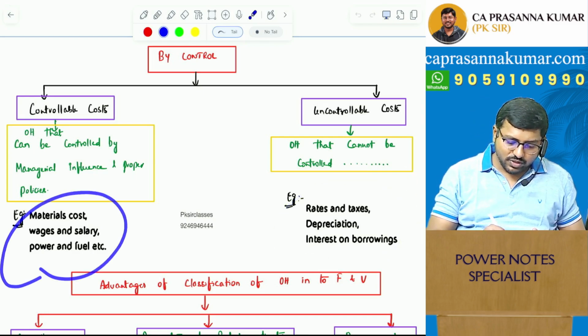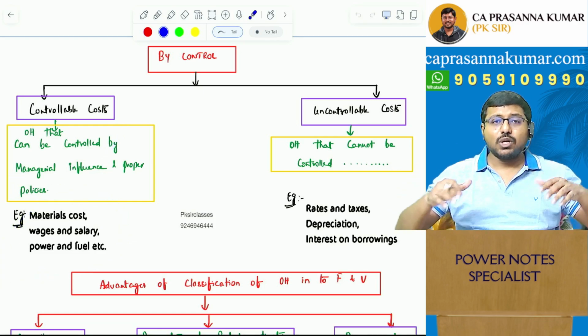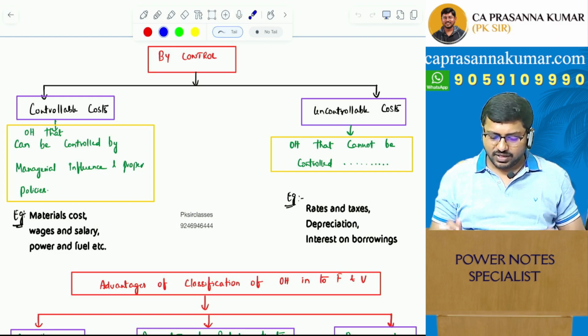What about these ones? Within the control of the company. Company means indirectly we are talking about the managerial aspect of the company, the one who takes decision on behalf of the company. Clear? Right, moving on.